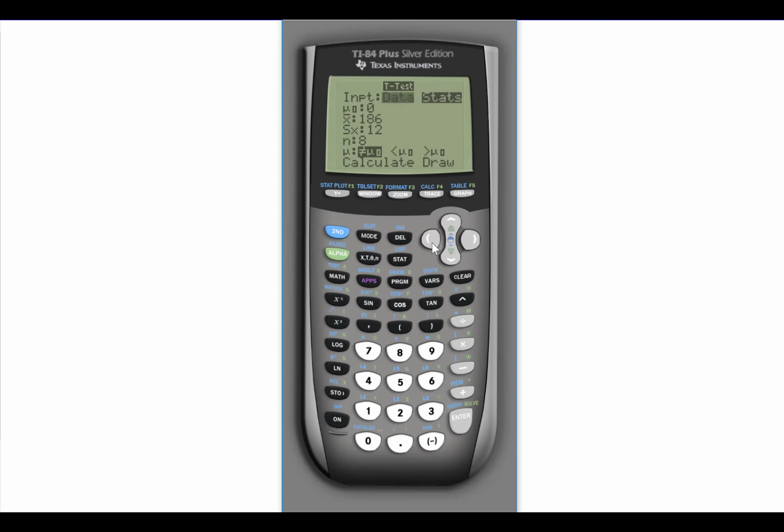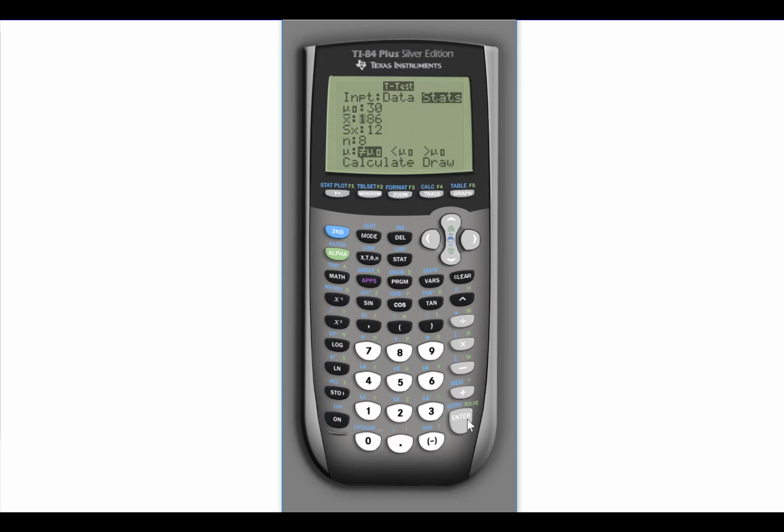So if you have a set of data, that's what you would use. Oftentimes, you'll just have the statistics of the data to work with. So it requires some different inputs. Mu sub 0, this is the mean that is provided in the null hypothesis. In this case, that is 30 for the example that we are working here.